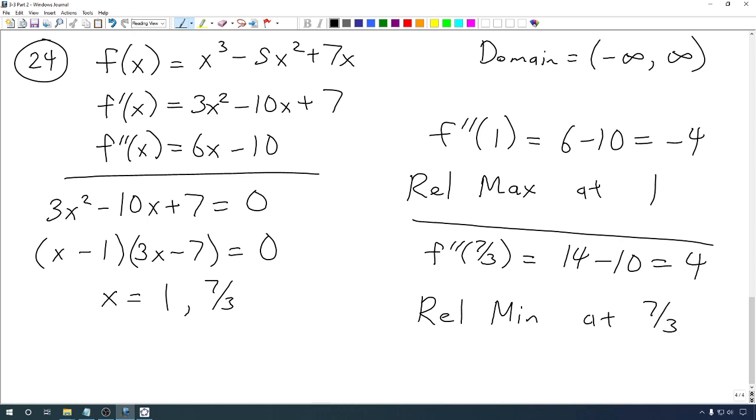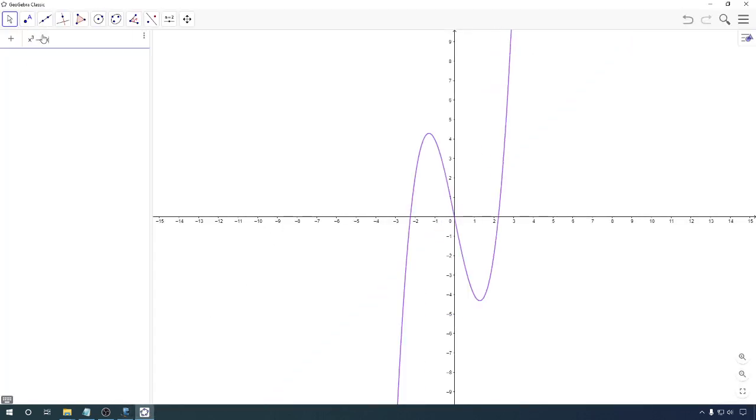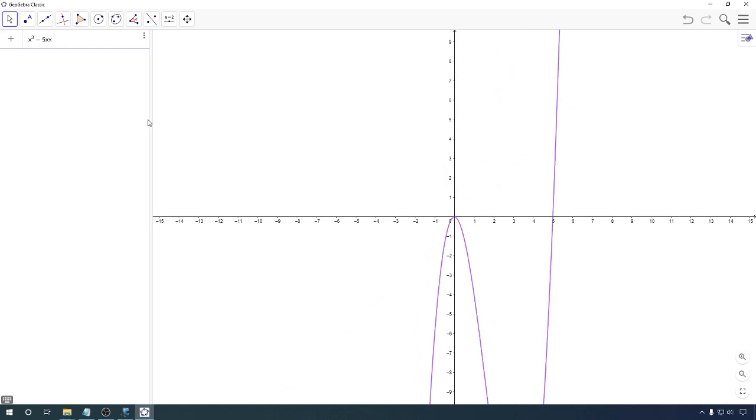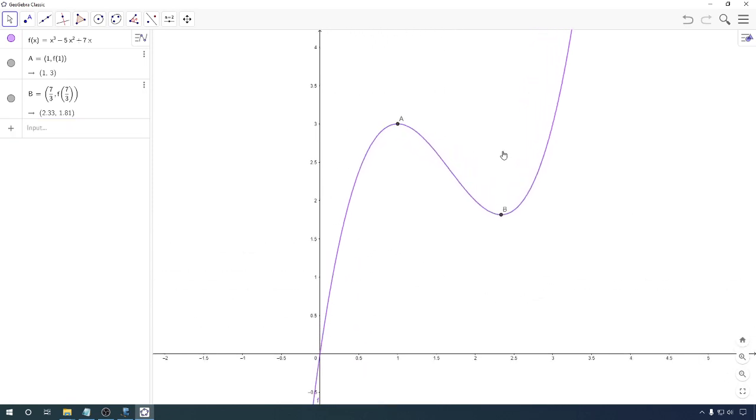Of course, we're going to go ahead and look at the graph of this just to get an idea of what this looks like. Remember, our function was x cubed minus 5x squared plus 7x. We have this graph here. If we put in our critical points, we had 1 comma whatever the y value is at 1, which turns out to be 3. And then we have 7/3, comma whatever our y value there is, which is a less nice 1.81. But we had those two particular points.